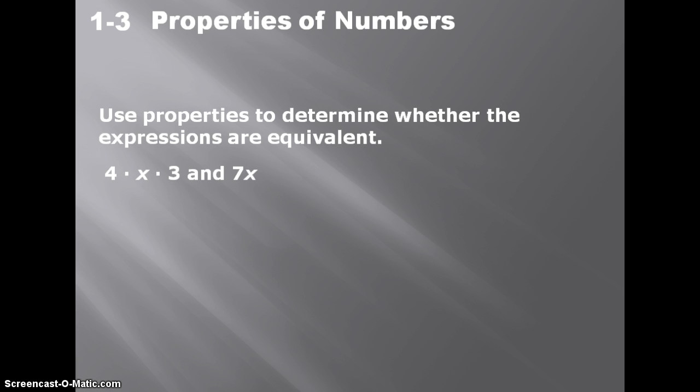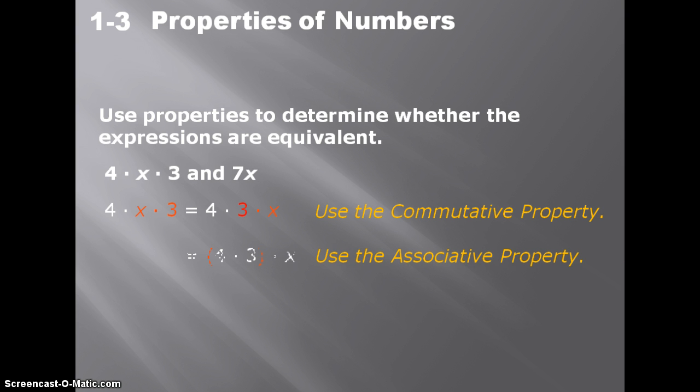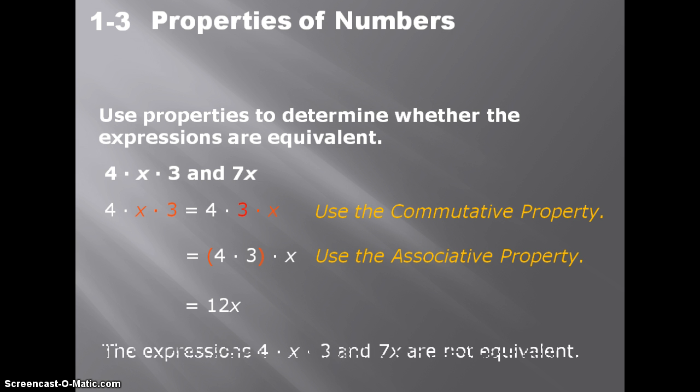One more. 4 times x times 3 and 7x. Again, make a prediction as to whether you think these are equivalent or not. Use the commutative property to rearrange the numbers. 4 times 3 times x. Group them using the associative property. 4 times 3, you get 12x. They are not equivalent.